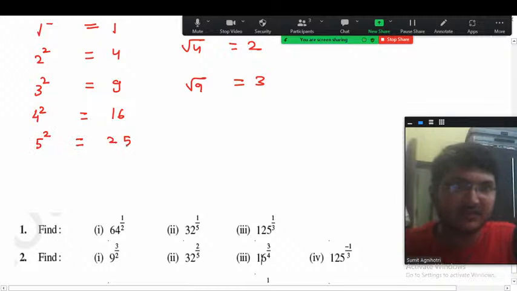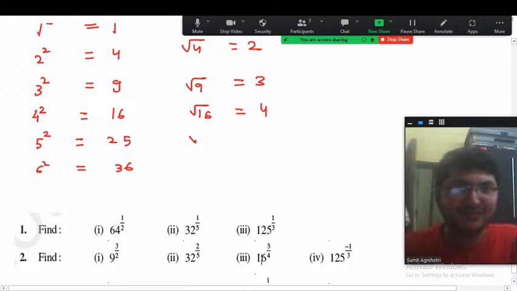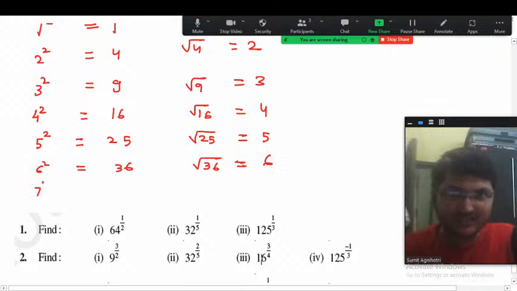5 square is 25. 6 square is how much? 36. And if you know 16 is the square of 4, you can tell the square root is 4. If you know 5 square is 25, the square root of 25 is 5. If you know 6 square is 36, the square root of 36 is 6. Similarly, 7 square is 49, and that is why the square root of 49 is 7.